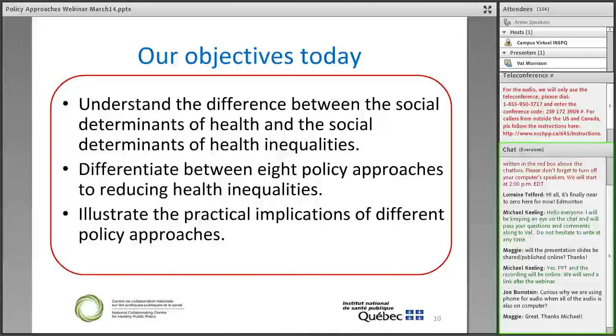So our objectives for today's material are, firstly, to understand the difference between the social determinants of health and the social determinants of health inequalities. We're mainly using the WHO's Commission on the Social Determinants of Health and supporting documents, and we want to insist that this distinction is a crucial one. We'll also introduce and differentiate between 8 policy approaches to reducing health inequalities. We'll concentrate mostly today on 3 of those. And finally, we'll talk about the practical implications of using these approaches and how they link up with that difference between the social determinants of health and the social determinants of health inequalities.